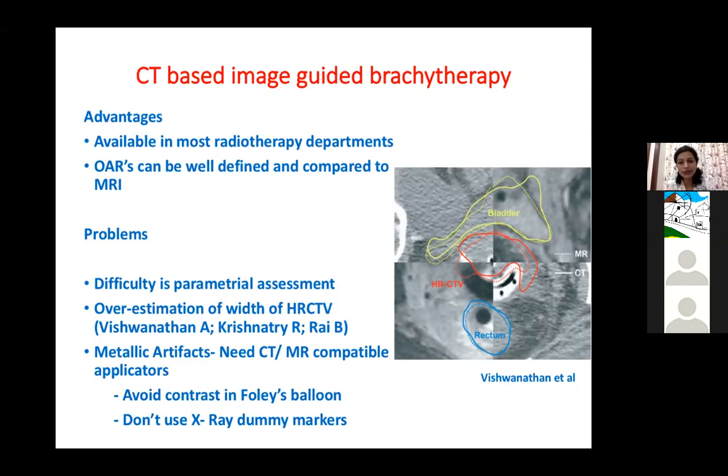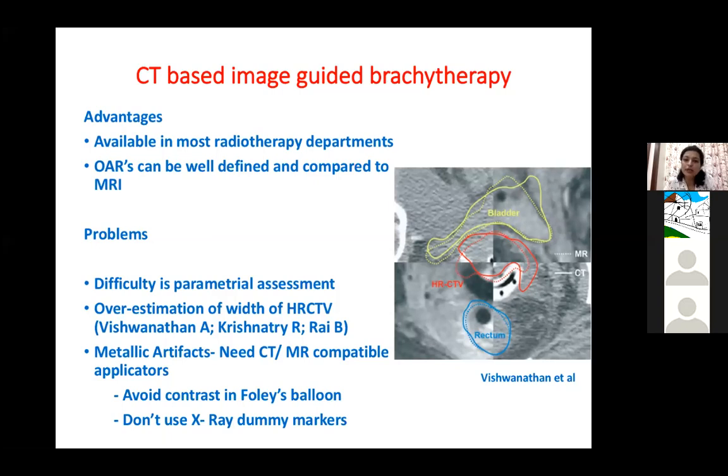However, we note that there is difficulty in parametrial assessment. We've seen by various studies that there is overestimation of the width of the HRCTV. So this is from the paper by Akila Viswanathan, where the dark red contour is your CT-based contour, and the dotted contour is your MR contour. So here we know that there's a clear-cut overestimation on the CT scan of the contour in the lateral direction.